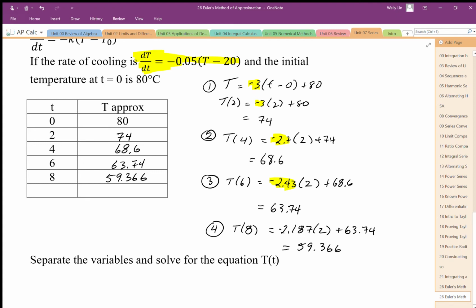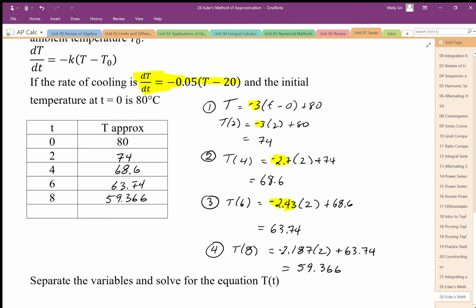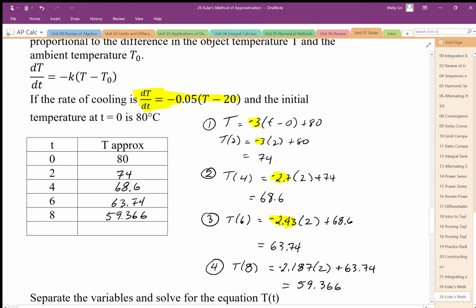Okay, so you can check over your solution here. At t equals 8, I'm ending up with 59.366 degrees. Again, every iteration, I need to calculate my slope, which I'm doing using this differential equation. These are my slope values I've calculated.